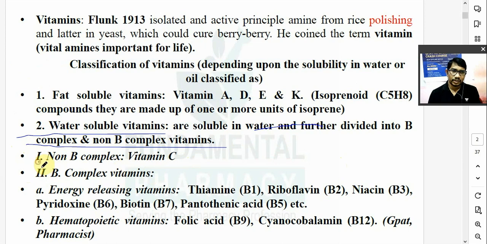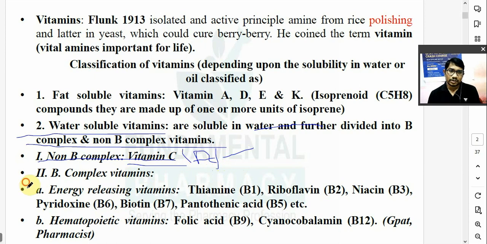So which is the non B complex vitamin? Vitamin C. We call it ascorbic acid. So it is also known as ascorbic acid. Sometimes GPAT may ask you: which vitamin has a structure similar to sugars? Vitamin C, known as ascorbic acid, is a derivative of gluconic acid. So vitamin C has a structure similar to sugars.